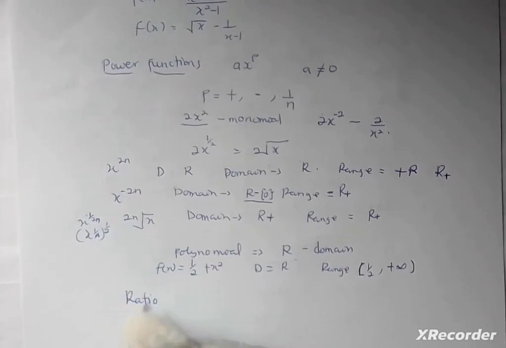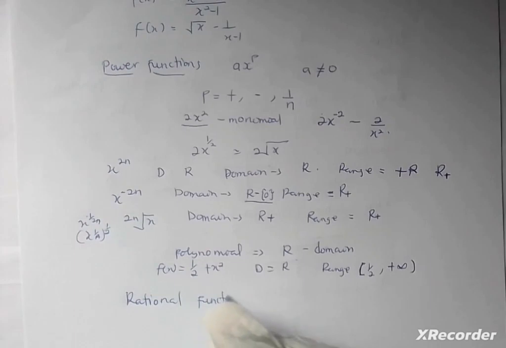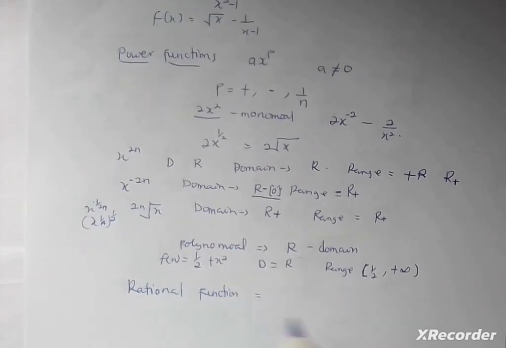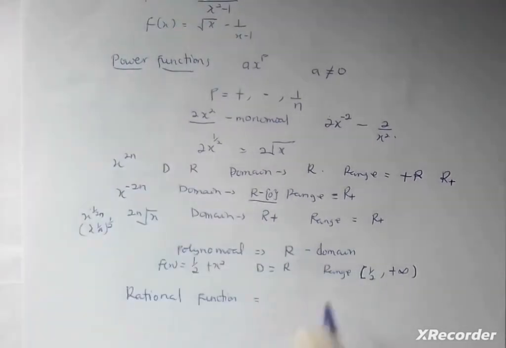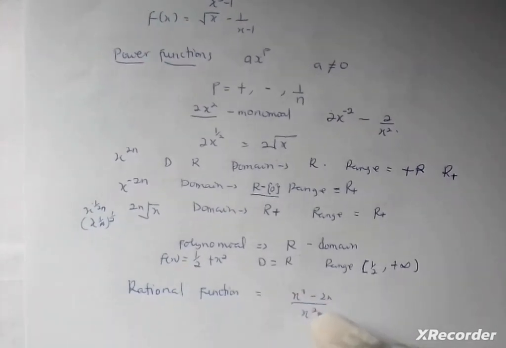So when I take a rational function, I'm going to have this here, which is x cubed minus 2x over x squared minus 1. So this is a rational function, which is a quotient of two polynomials. So how do I find my domain? How do I find my range?